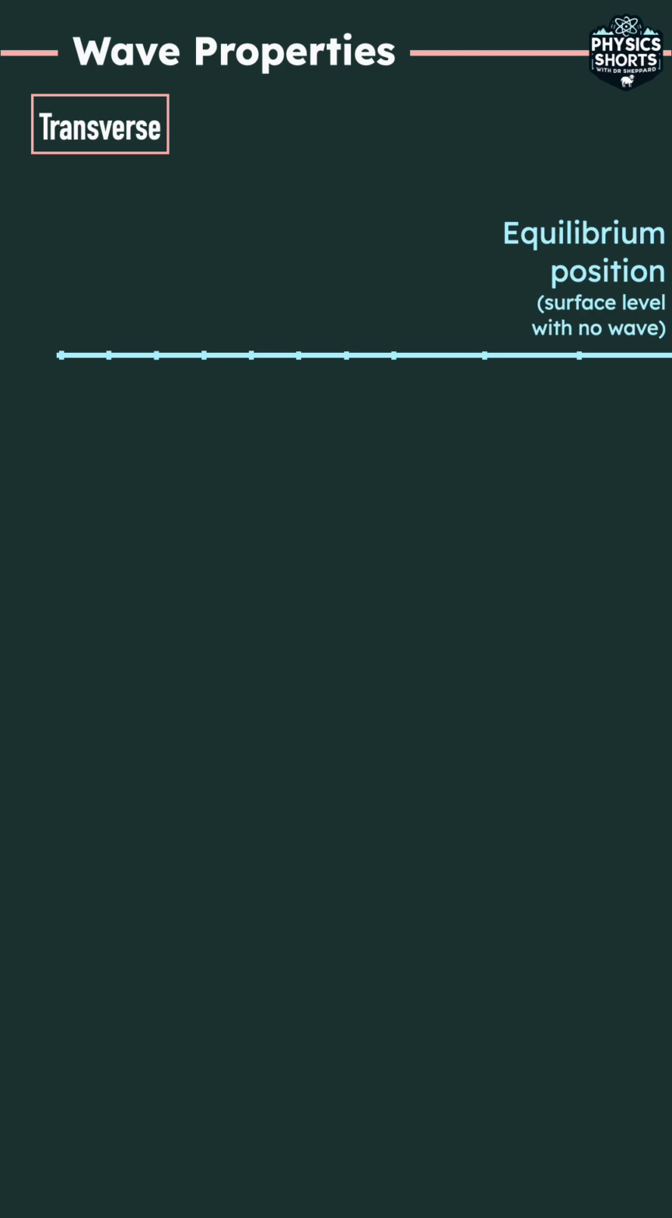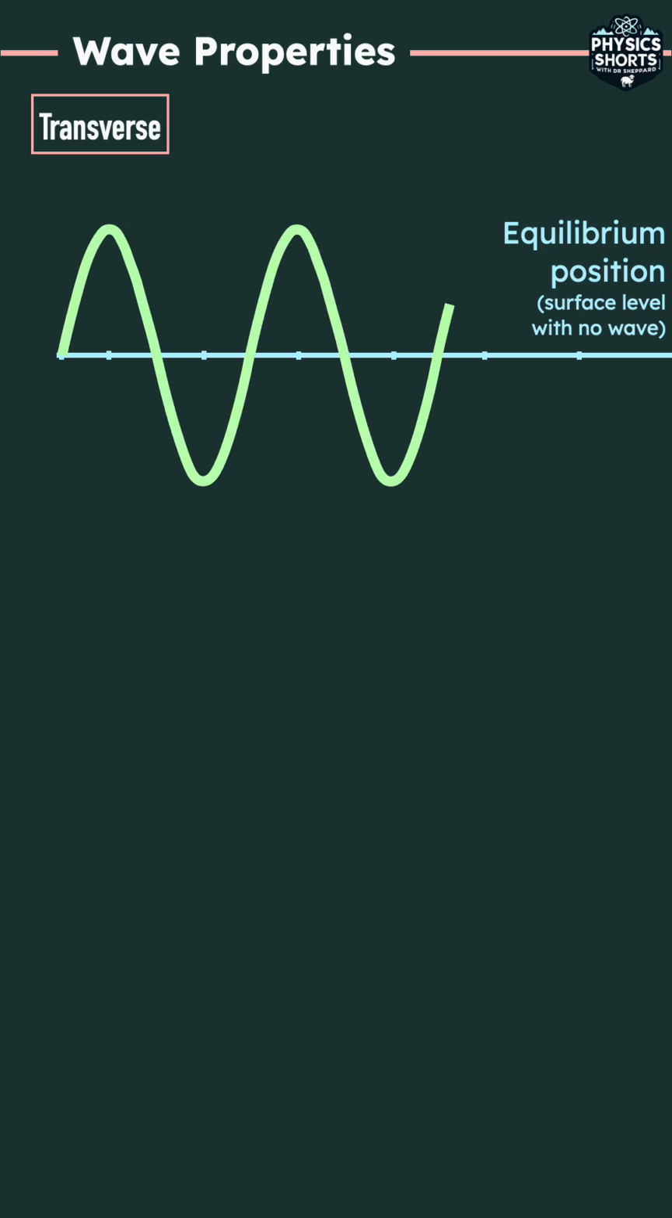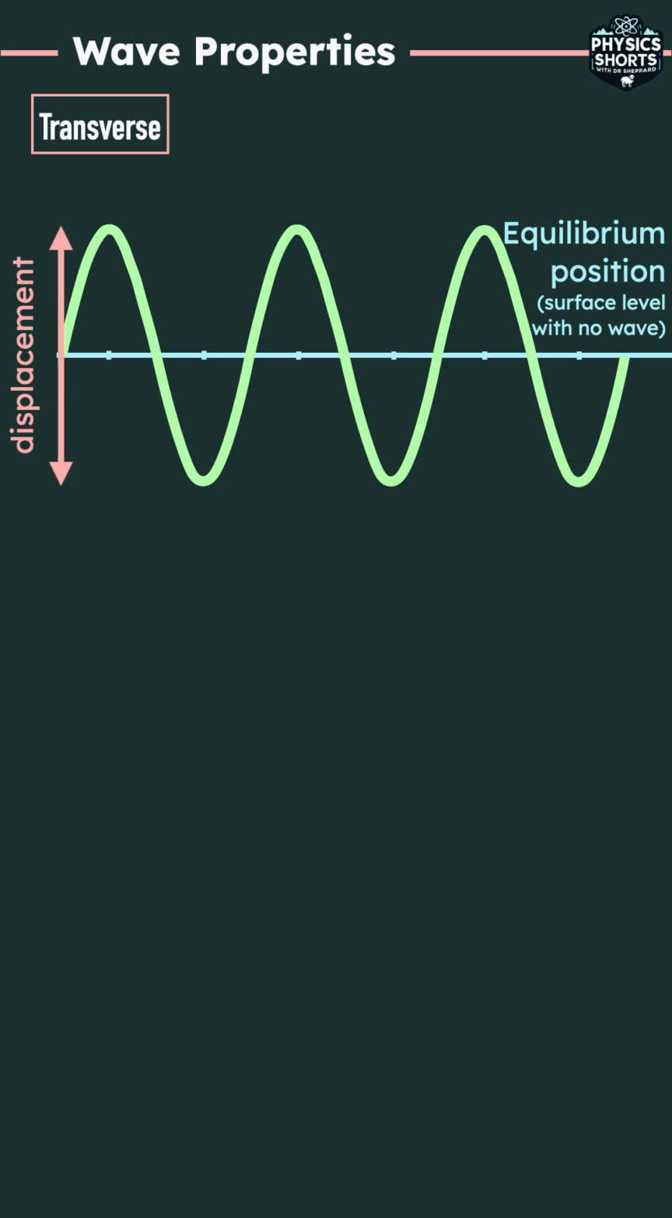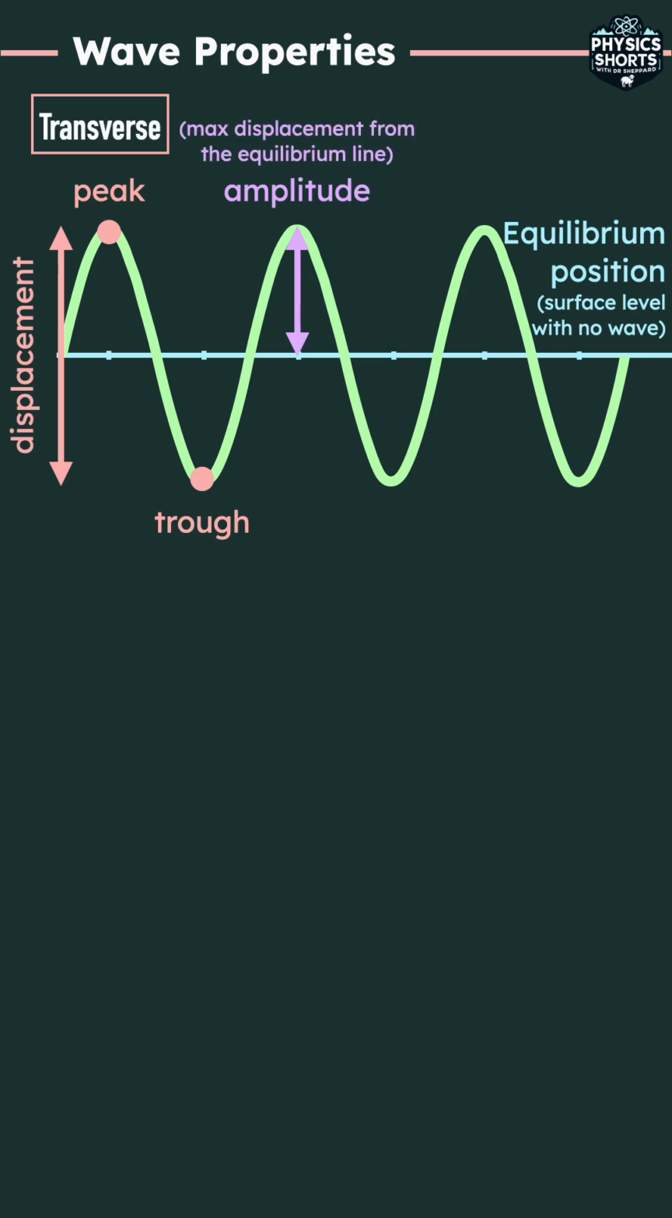If a wave comes along, some of the water is displaced upwards and some is displaced downwards. So we get peaks and troughs. The distance the water is displaced downwards or upwards is called the amplitude of the wave. The amplitude is the maximum displacement of the water from the equilibrium position. So be careful, it's not the distance from the top to the bottom.